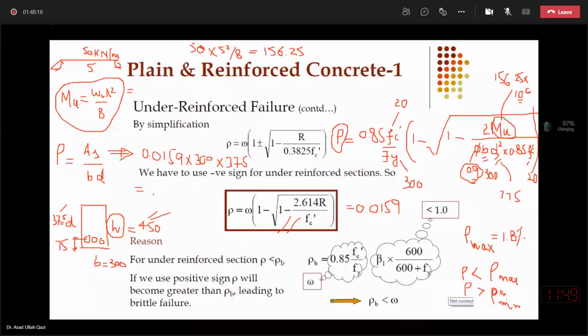For your example problem, the required steel area is 1788.75 millimeter square.